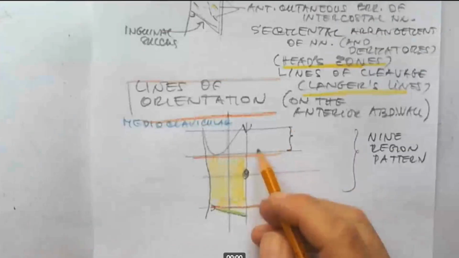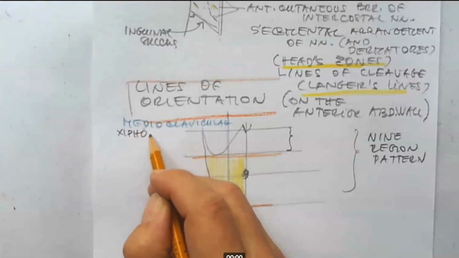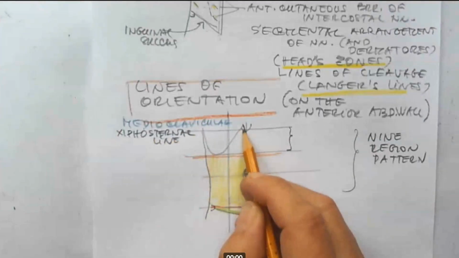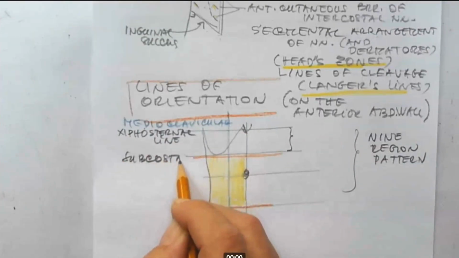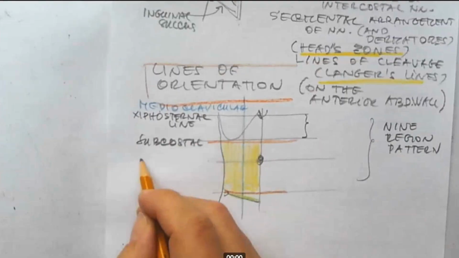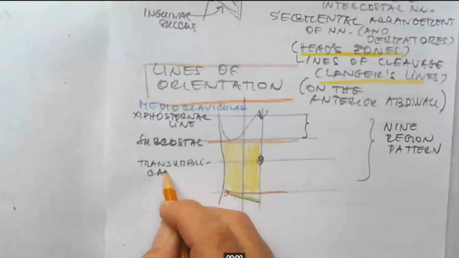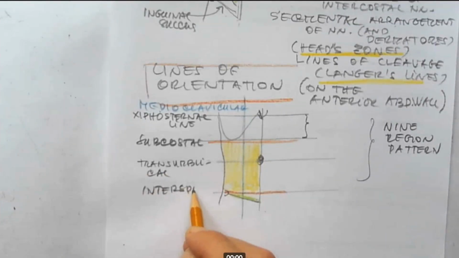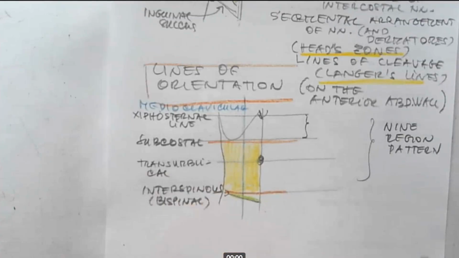So that part which rises above, we have to mention also the xyphosternal line, passing through the xiphoid process. Then the subcostal line, I will not repeat the line. Then the transumbilical line, and then that red one is the interspinal or interspinous line, or also the bispinal line is used.